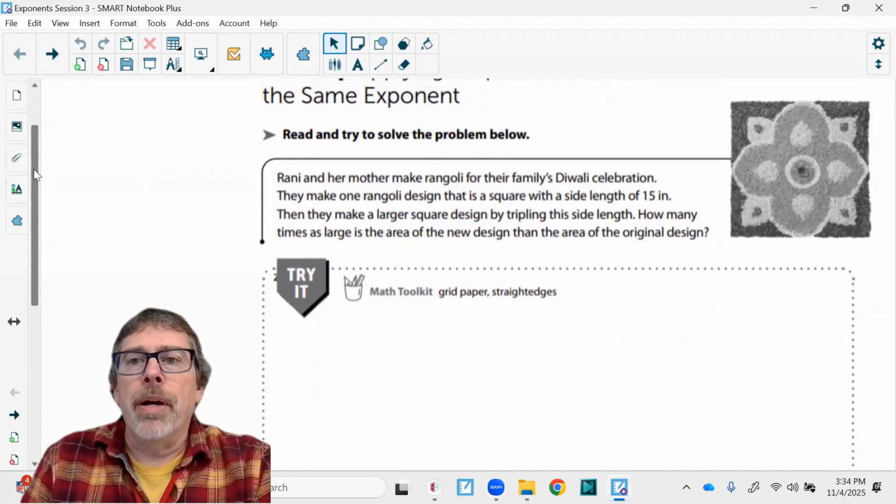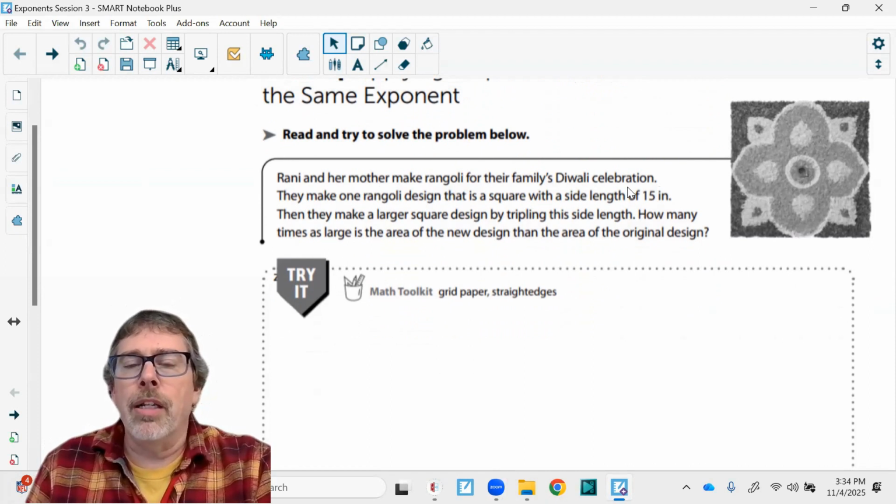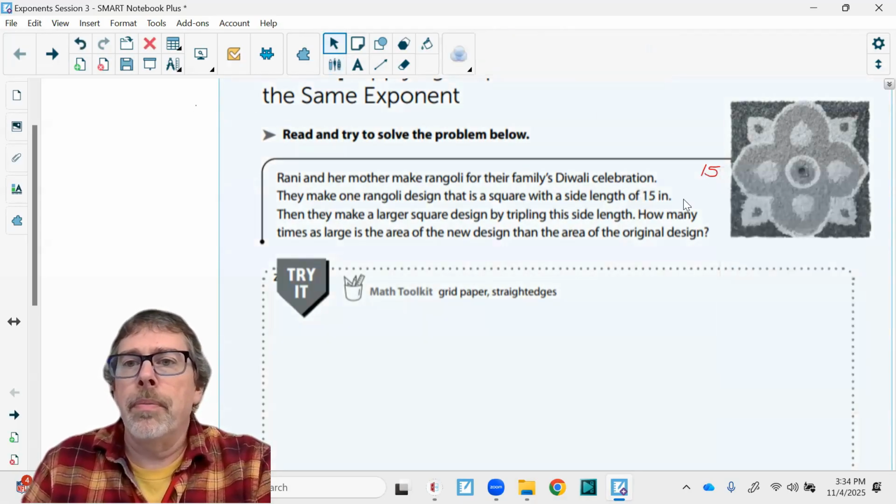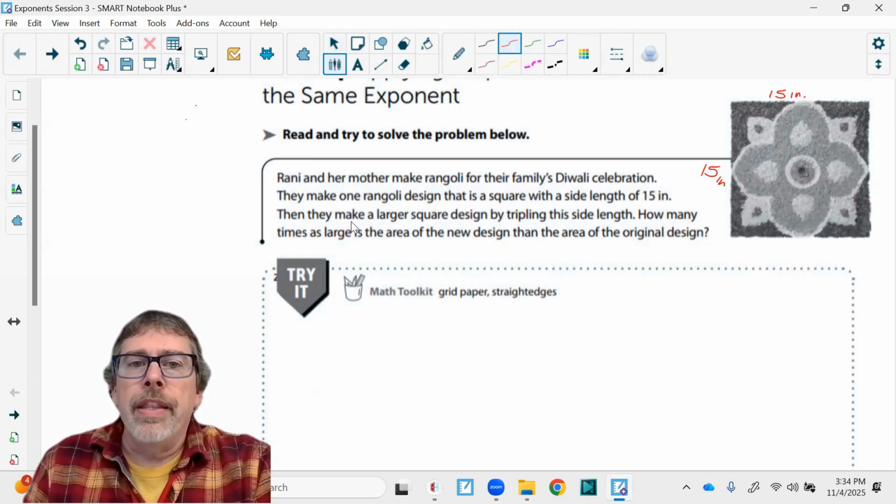So I'm just going to scroll up to about here, and it says Ronnie and her mother make rangoli for their family's Diwali celebration. They make one rangoli design that is a square with the side lengths of 15 inches. So right there, I'm going to label my diagram. This side is 15 inches, and this side is 15 inches. They make a larger square design by tripling its side lengths. How many times as large is the area of the new design than the area of the original?